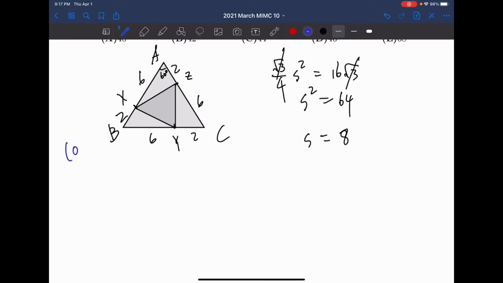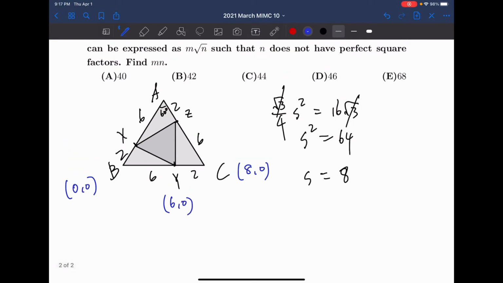Set point B as (0, 0). We can get that C is (8, 0), and Y is (6, 0). And A would be (4, 4 root 3). So A's y-coordinate would be 4 root 3, and dividing that by 4 gets us the step size, 1 root 3, because that would be 1 root 3, 2 root 3, 3 root 3, and 4 root 3.